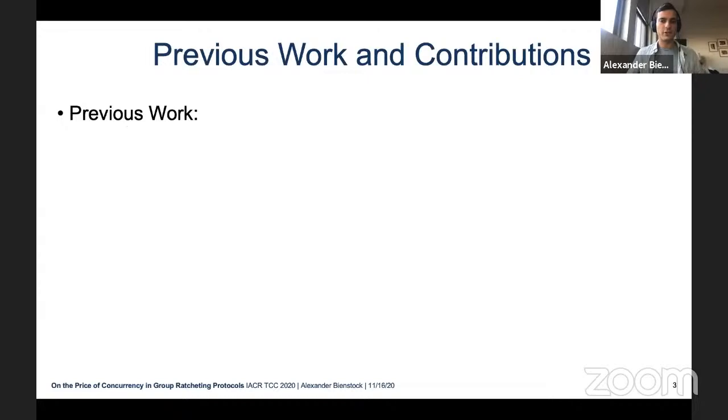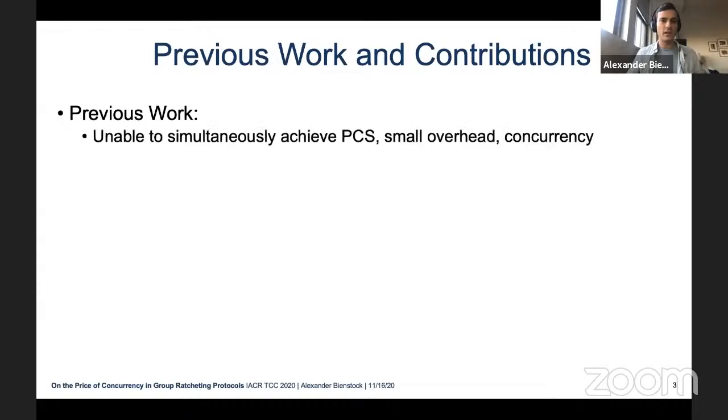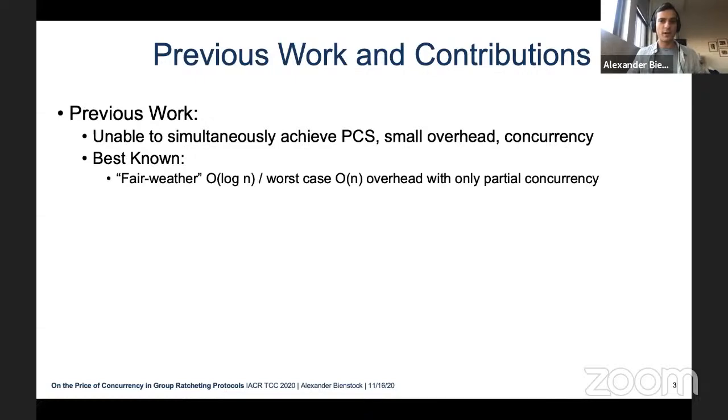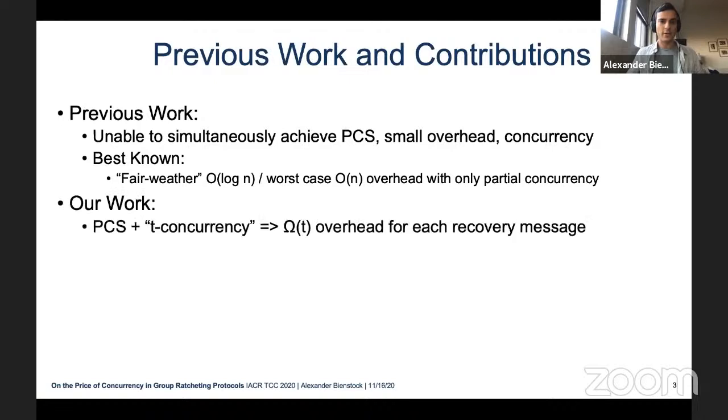Previous works in the literature were unable to simultaneously achieve PCS, small overhead, and concurrency. And the best known in some sense, though you should look at the full paper for a more extensive comparison, were protocols with so-called fair-weather O(log n) overhead that still have O(n) in the worst case, and moreover still only have partial concurrency, meaning they still require some sort of consensus. And our work shows that in order to have PCS with T concurrency, meaning T users sending at the same time, Ω(T) overhead is required for each recovery message.